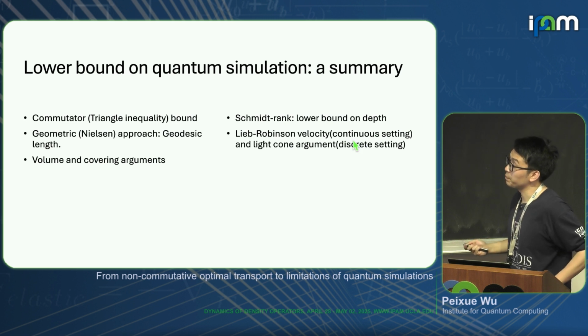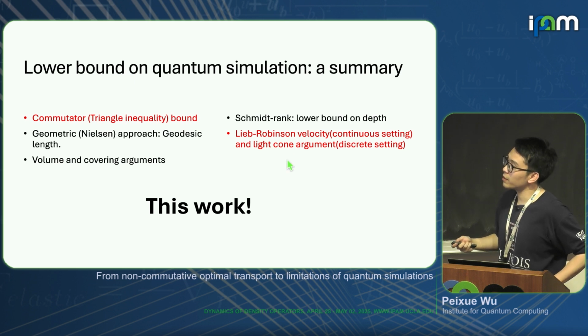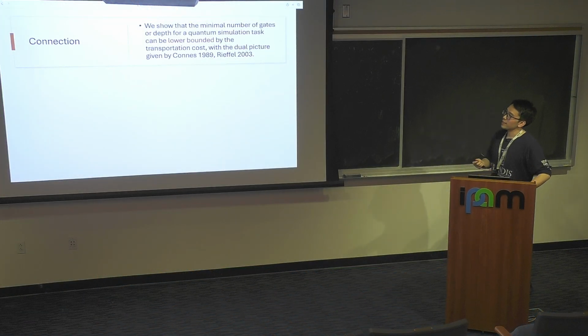This is about time evolution of a Hamiltonian, and we also have a discrete version, which we call the light cone argument in computer science. In this work, we take the intuition from the first, the commutator bound, and the Lieb-Robinson velocity to get limitations of quantum simulation. I'm not saying that these two are the best, but this is what we do. The connection is that we show the minimal number of gates, or the minimal depth, for a quantum simulation task can be lower bounded by the transportation cost. So you have to choose your definition of transportation cost.